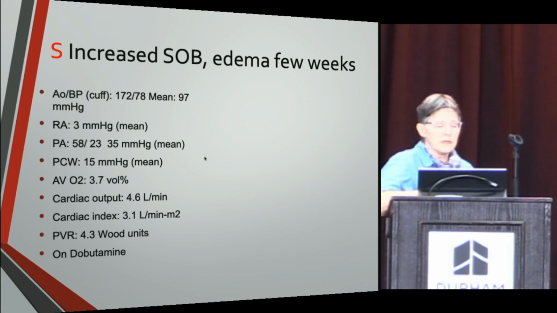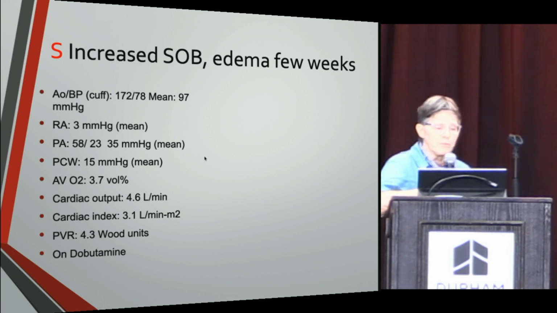Her mean aortic pressure is 97. Her cath looks pretty good, almost borderline as to whether this is combined PAH. Maybe you'd call it straight up PAH. So RA is 3. Her mean PA pressure is 35, right? So greater than our 20. Her wedge is right at that 15 cutoff.